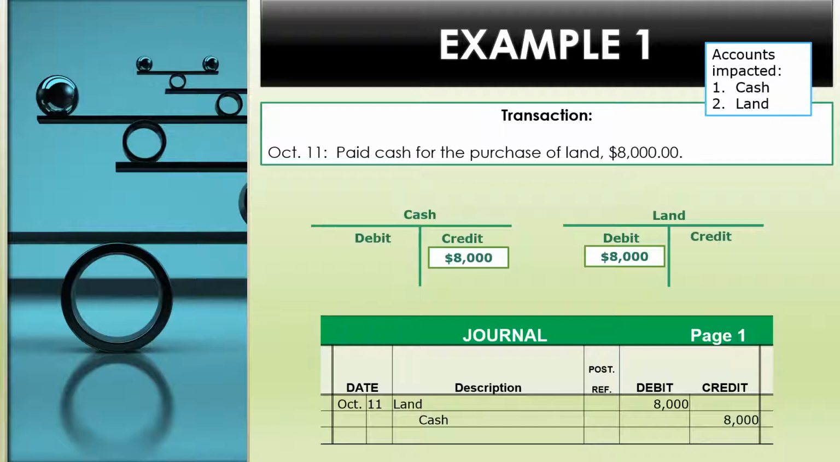We first enter the date, and then we do the debit first. In this case, land will be entered under the description, and under the debit column, we have $8,000. Directly below that, on the very next row, we will enter cash for the description, and we will move over to the credit column, and we will enter $8,000. Here in this example, you can see that this business transaction impacts 2 accounts, and we have a debit and a credit.